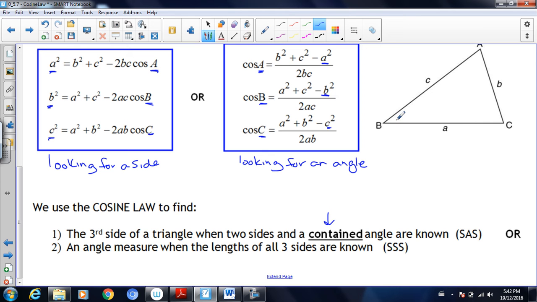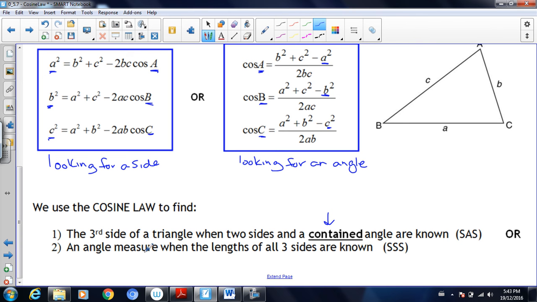I like to say that it's an angle that is being eaten by two sides. So if this was angle B, then we would have side C and side A. Well, side C and side A look like they're eating angle B. So when you have an angle contained in between, or being eaten by, two sides, side-angle-side, then you can use the cosine law to find the third missing side.